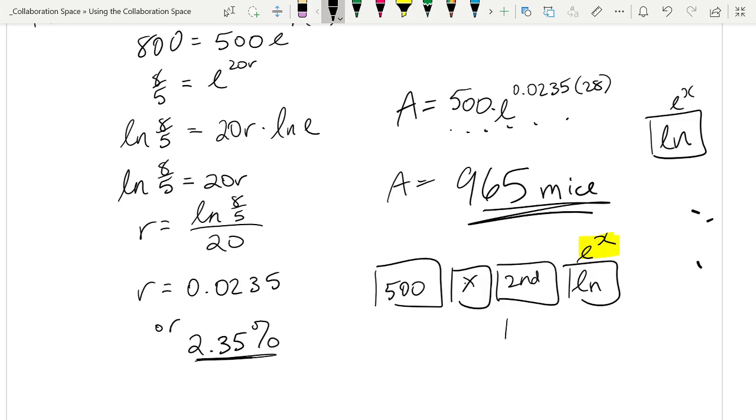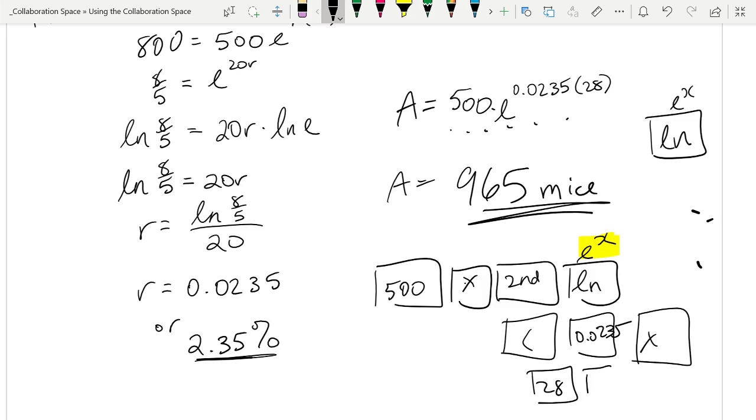And then open a bracket if it didn't open one for you. If it opened one for you, you don't have to do this step. And then 0.0235, and again, just punch the buttons, don't look for that button, and then times 28, close brackets, and hit equals. There. Button punch theater. Try that and see if you get this answer.